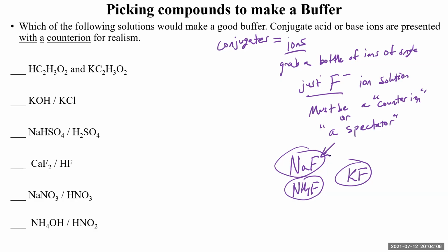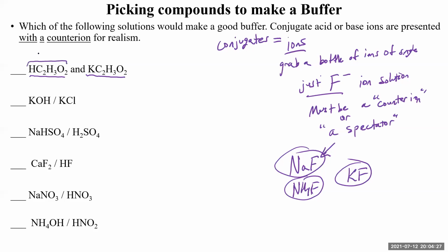So let's take a look at these. These are going to be combinations of acids or bases or just compounds, and we'll look at whether they can make a good buffer or not. Okay, so the first one, we have acetic acid and we have potassium acetate. Well, clearly this is a good buffer because we just used it as our example, right?